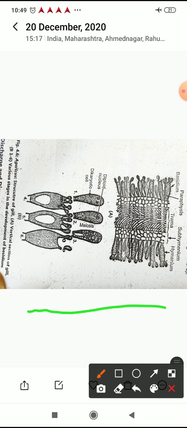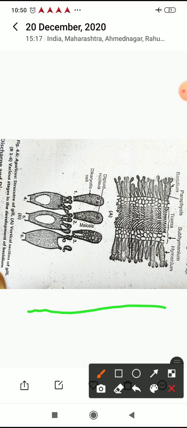It takes place when formation of young basidium occurs in the gills. So fusion of two nuclei of dikaryon takes place in the young basidium, and the phenomenon is named karyogamy. So now young basidium is having fusion of two nuclei.